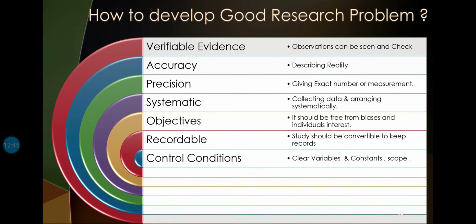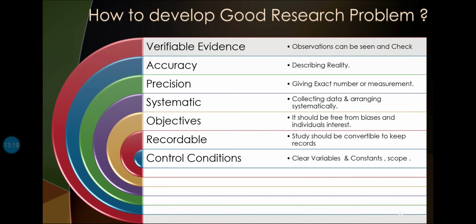How to develop a good research problem? Now the question is, once you have selected it, how will you check whether your problem, your work under research, is good or not. Some of the important points: verifiable evidence, which means that it should be based on facts. Observation can be seen and checked by anyone. Accuracy, it should describe the reality. It should not be imaginary. Precision, giving exact numbers or measurements. It should be very accurate work. It should be very precise work.